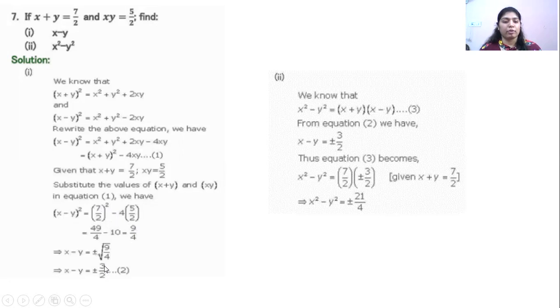9 is the perfect square of 3. 4 is the perfect square of 2. So we get the value of x minus y as plus minus 3 by 2. Now come to the second part.